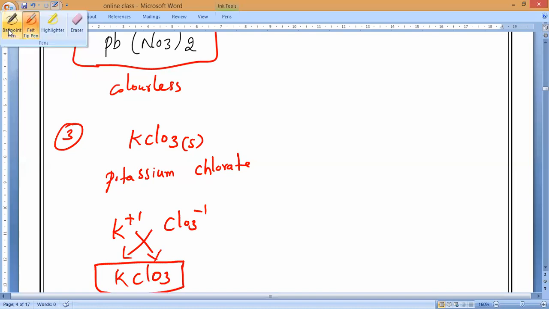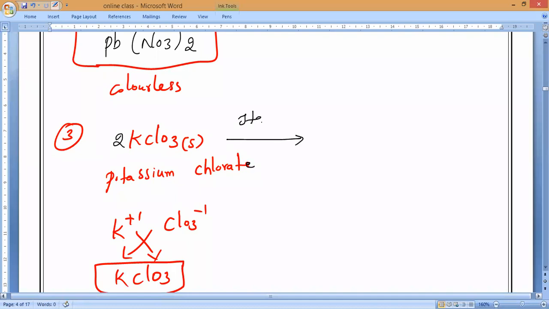So potassium chlorate will start heating. Heat, we can say decomposition. So what is the reaction type? Thermal decomposition. Thermal decomposition will give you potassium chloride, which is in solid state, plus oxygen gas, which is in gaseous state.